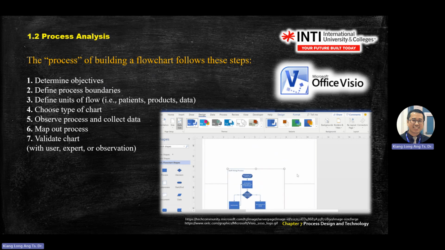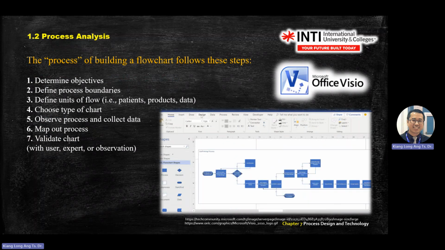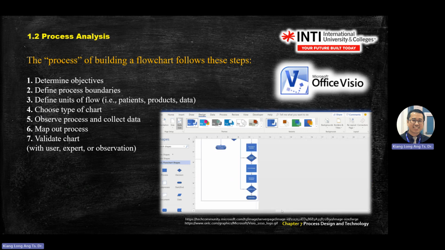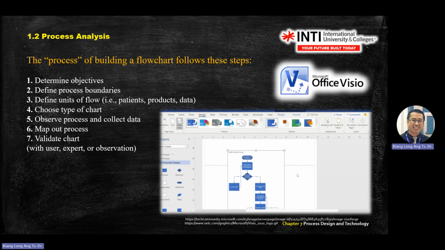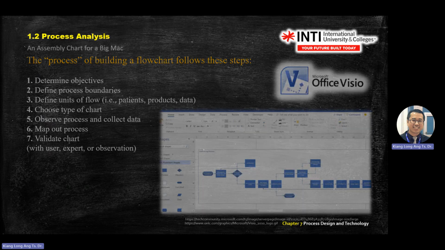So these are the steps. You should already have your objective. What are your boundaries? Boundary means your scope. Your scope, your unit, the unit of flow, and then the type of chart, the process, and you try to validate the process whether it is correct or not.